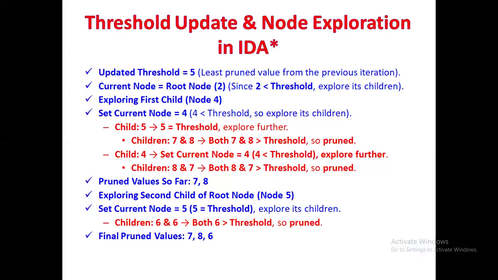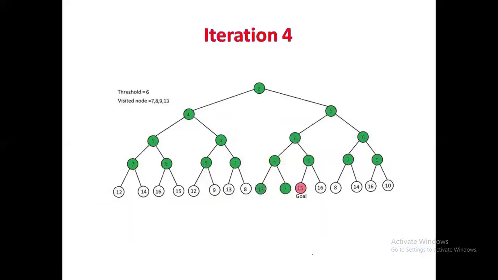Coming into the next iteration, the pruned values are 7, 8, 6. Which one do we have to select for the next iteration? 6, we have to select it. So in this iteration 4, the updated threshold is 6. Here 2 is less than 6, so all can be expanded. If you are expanding this, 5 and 4 will be selected.